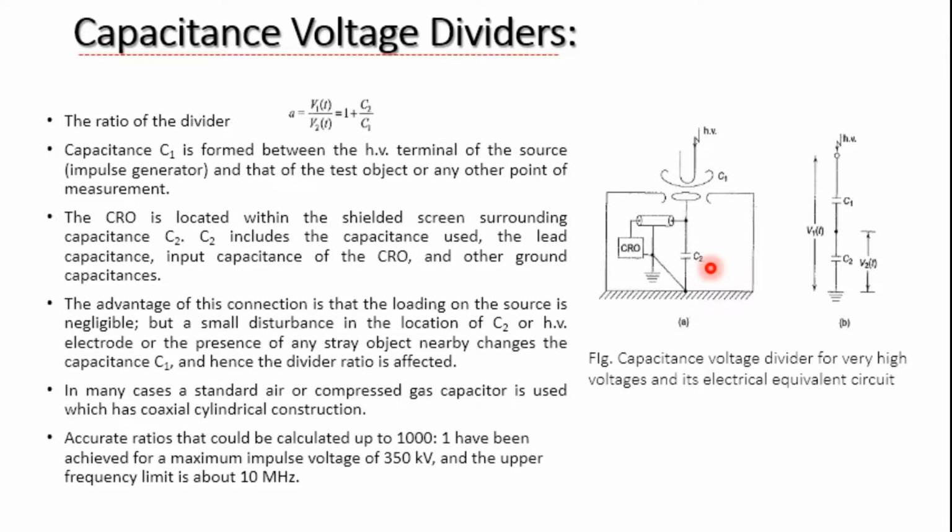In many cases we use standard air, or sometimes compressed gap capacitors, which have a coaxial cylindrical structure. An accurate ratio of up to 1000:1 has been achieved for a maximum impulse voltage of around 350 kV, and the upper frequency limit is 10 megahertz.